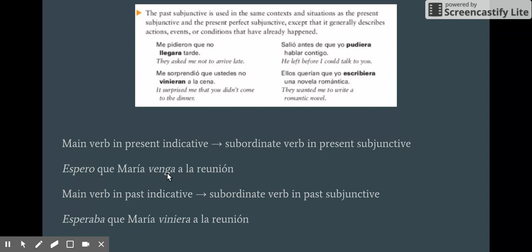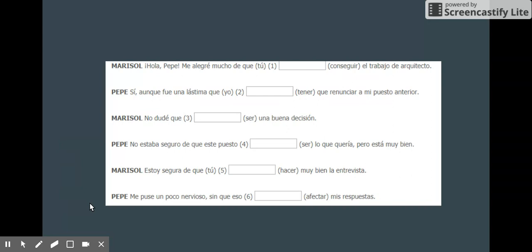venga. If the main verb is in the past indicative, so either the preterite or the imperfect, and it corresponds to one of the uses of the subjunctive, then the subordinate verb will also be in the past subjunctive. So esperaba, the imperfect here, que María viniera a la reunión. So esperaba, past tense, imperfect. So the following verb will also be in the past tense, but subjunctive, since you're expressing a wish, no, esperaba, or a hope. Esperaba que María viniera a la reunión.